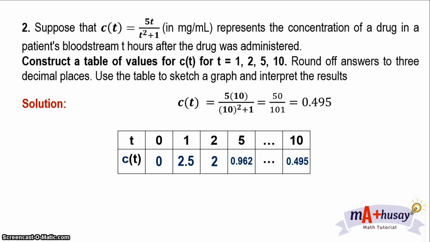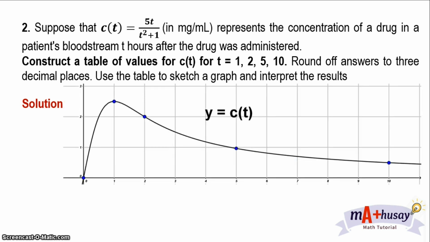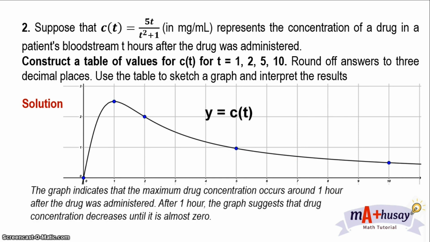Dahil may set of ordered pairs na tayo, pwede na tayong mag-sketch ng graph. Ang graph ng function na c of t equals 5t all over t squared plus 1 ay ito. Anong ibig sabihin nitong graph? The graph indicates that the maximum drug concentration occurs around 1 hour kasi ito yung pinaka-peak ng graph natin after the drug was administered. So after 1 hour, the graph suggests that the drug concentration decreases.